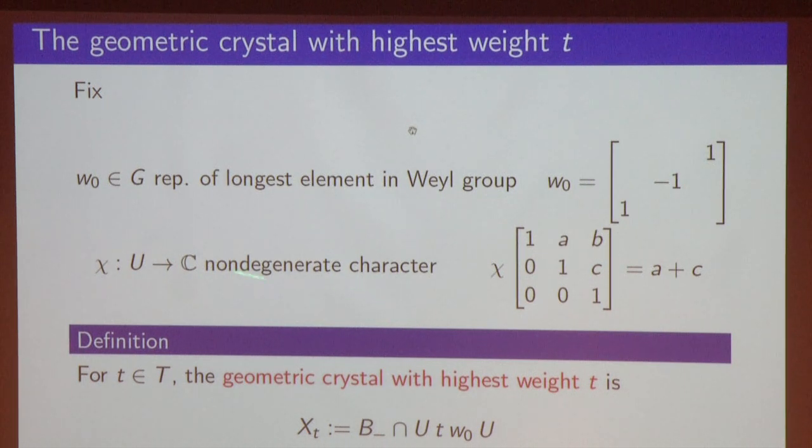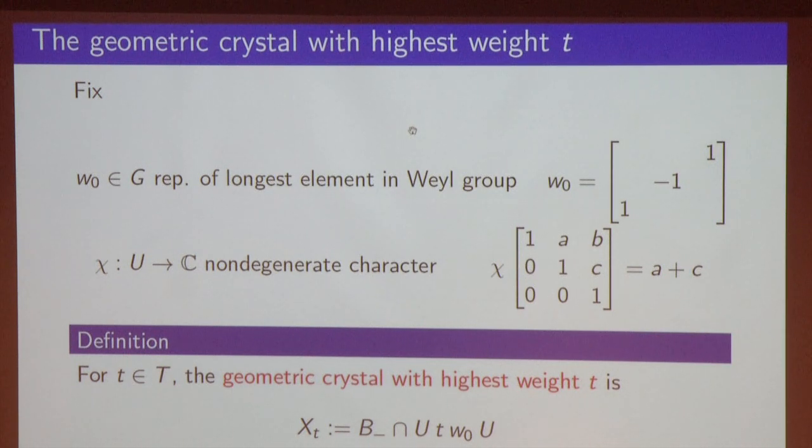So I won't say exactly what non-degenerate means, but the example to keep in mind is for SL_N, we can take chi of an upper triangular matrix with ones on the diagonal to just be the sum of the entries just above the diagonal. So when you multiply two upper triangular matrices, then this quantity will add.